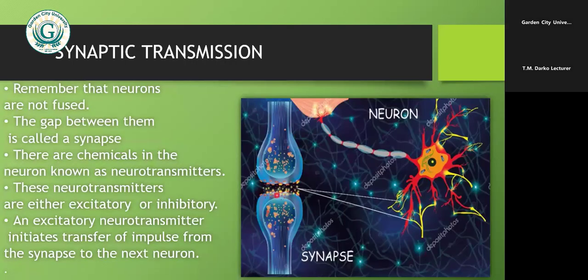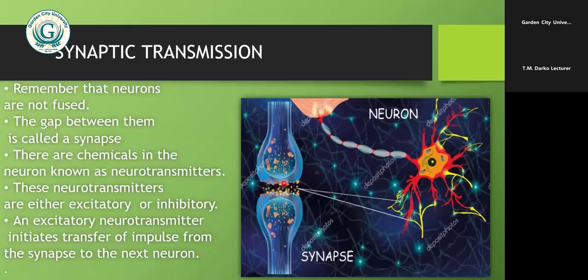Now, at the terminal end of the presynaptic neuron, this part is the terminal end of the presynaptic neuron. At that end, we have what we call neurotransmitters. We have what we call what? Neurotransmitters. Are you okay? Yes, please.